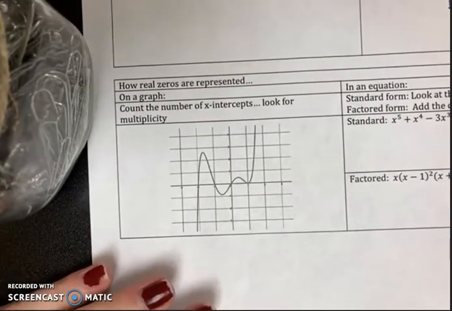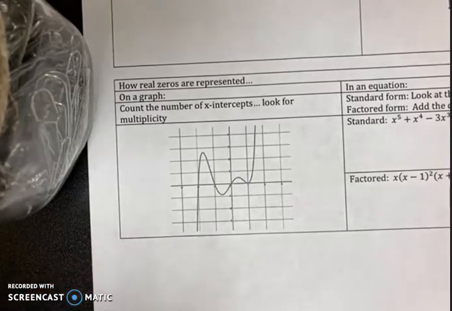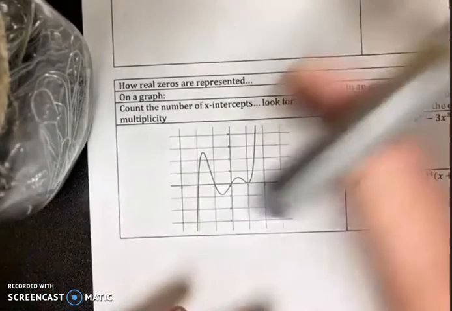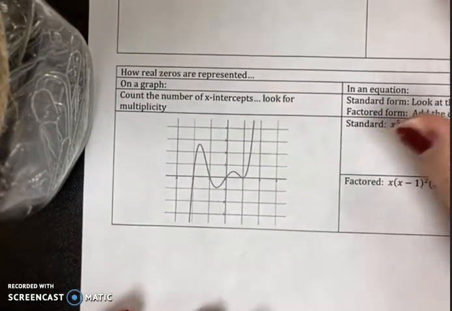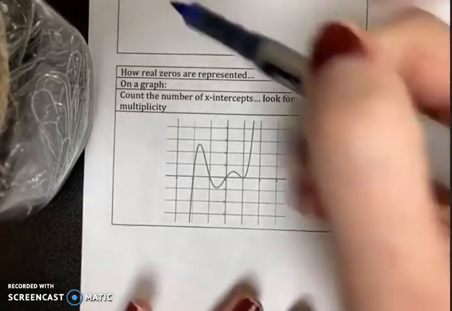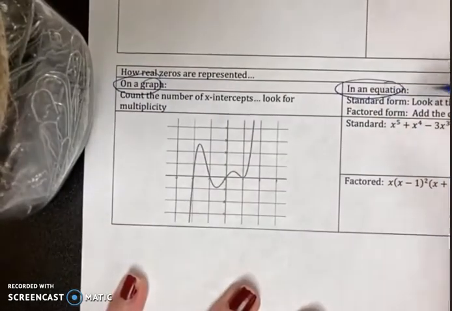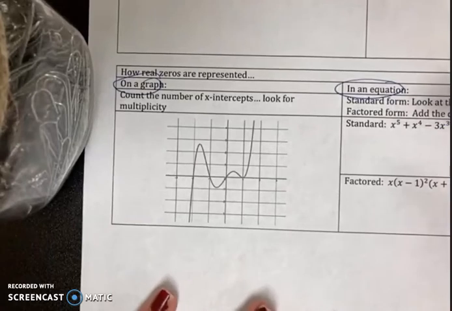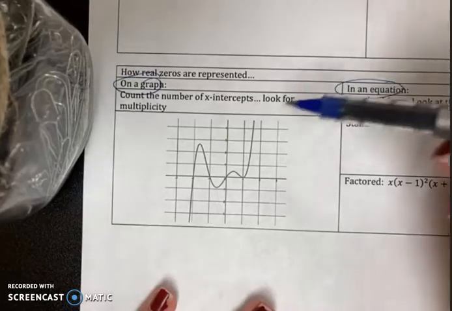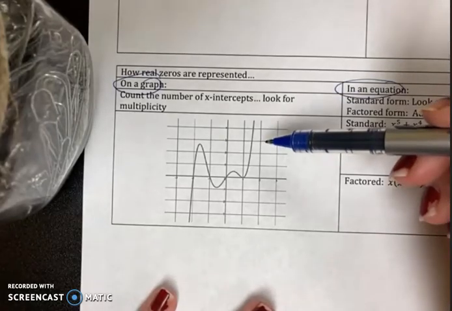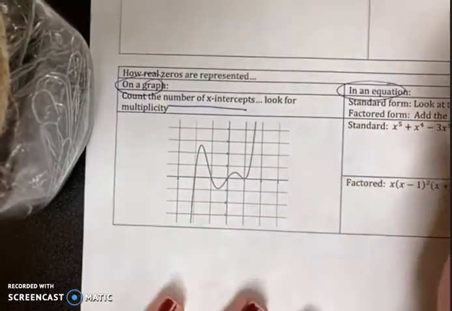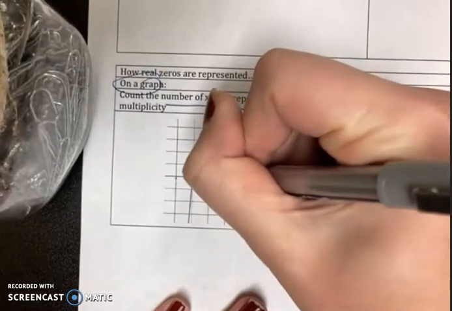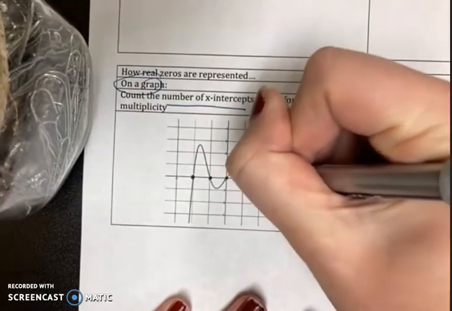All right, last bit of information here. It's essentially what I've already been talking about. When we are trying to determine the zeros or see how the zeros are represented, you can either see it on a graph or in the equation. It's better to have the factored form to determine multiplicity, but we can have a general idea by looking at the graph. So when I look at a graph, we would want to look at the number of x-intercepts. I have an x-intercept at -2, -1, 0, and 1.